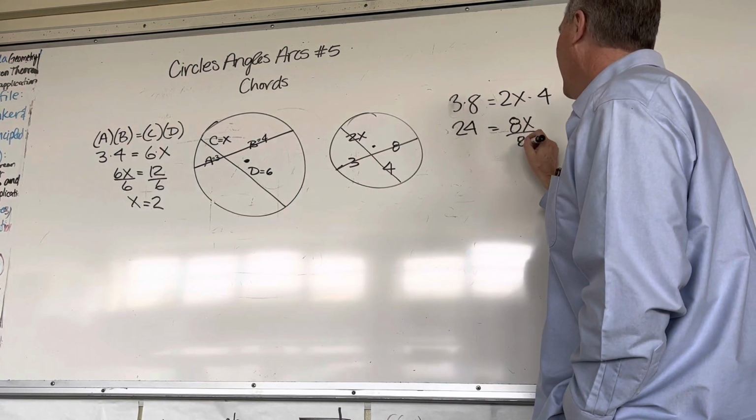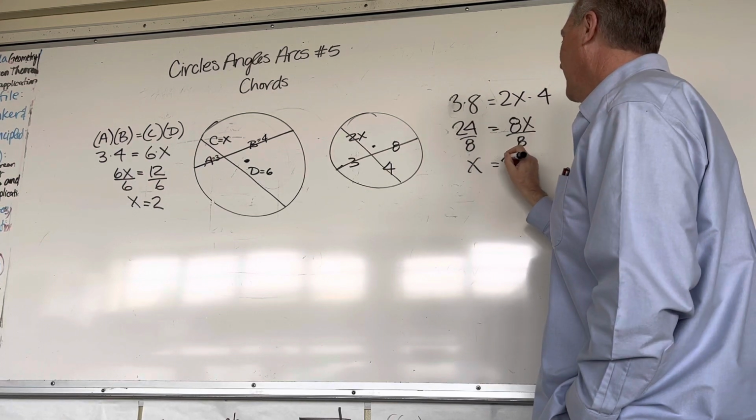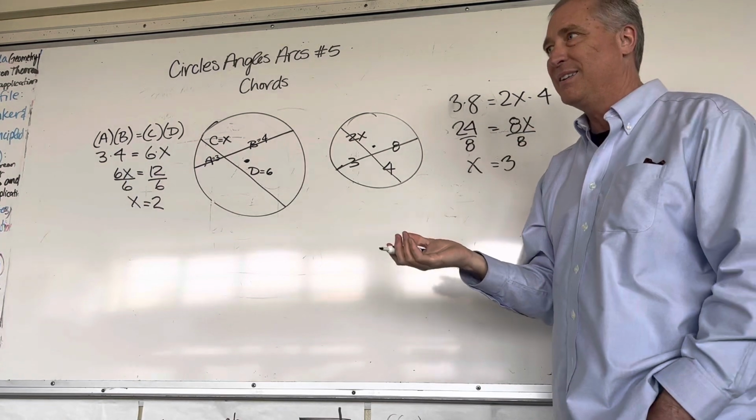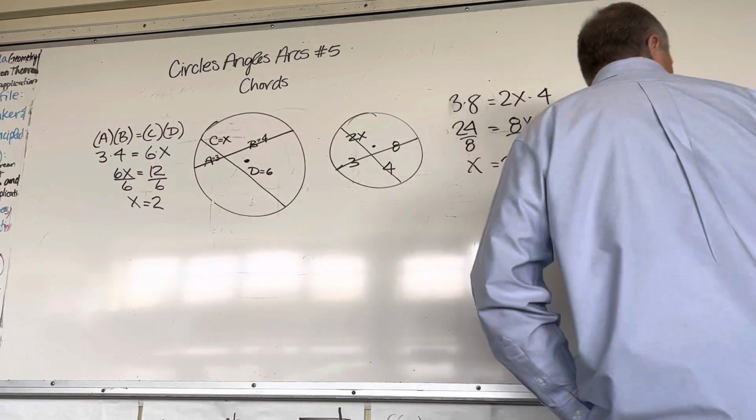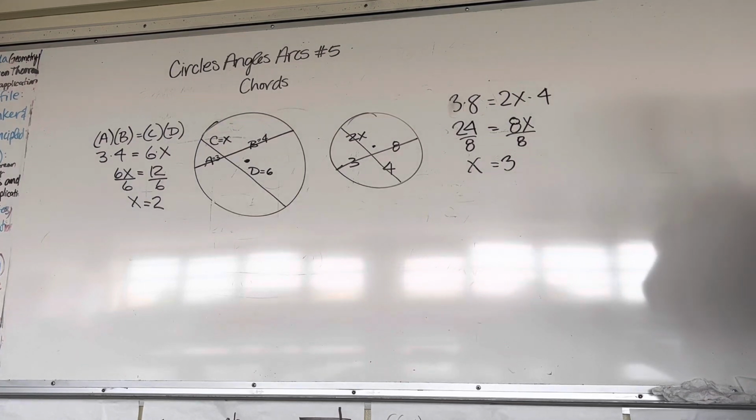Divide both sides by 8. I'm going to flip sides, so x equals 24 divided by 8. X equals 3. Good? Okay, so there's Schoology on this. It's kind of simple. Just run through it and practice a little bit and do some basic equation solving practice too. Good?